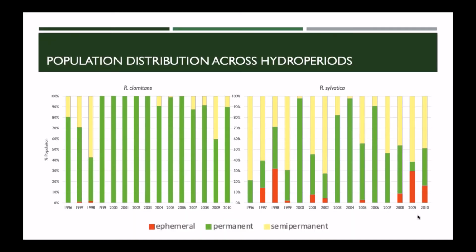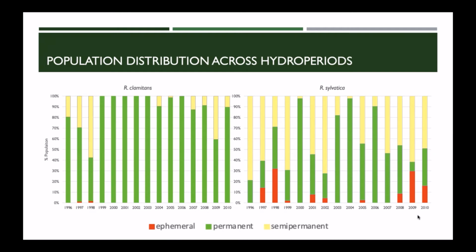When you analyze these data from a different lens, we see the population distribution for both species across hydroperiod changes. Over time, we saw that for green frogs, on the left, the majority of their population was found in permanent ponds across the board, especially during those particularly dry years from 1999 to 2003. They were exclusively found in permanent ponds. Outside of those years, some ventured into ephemeral and semi-permanent ponds, but the majority were found in the permanent, which is what the literature suggests.